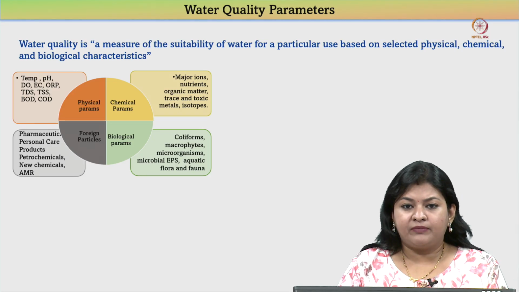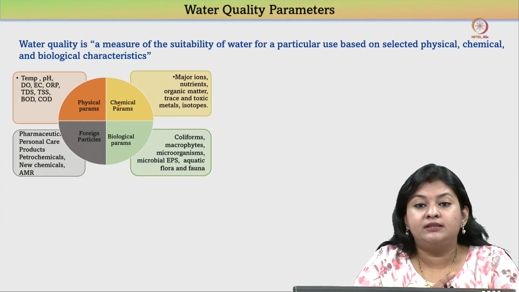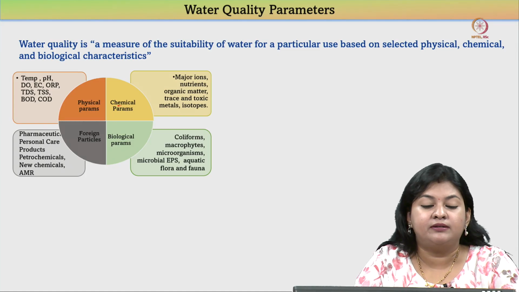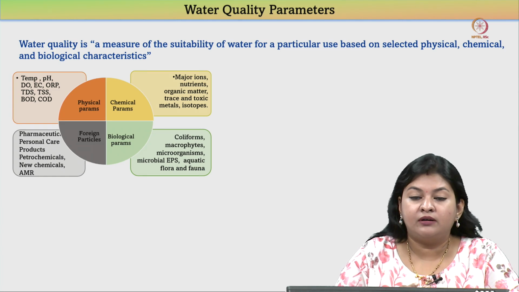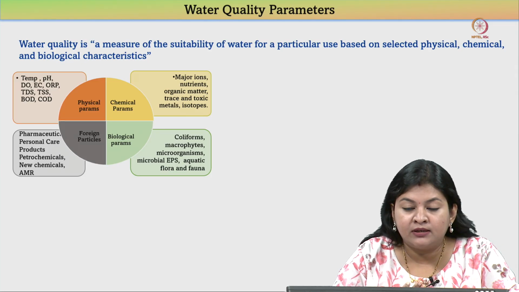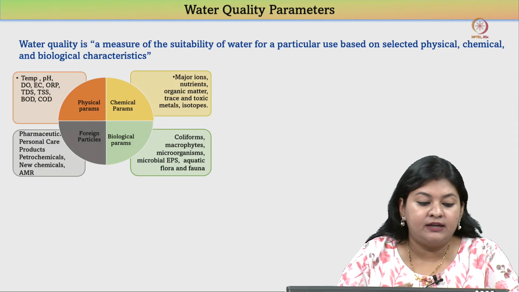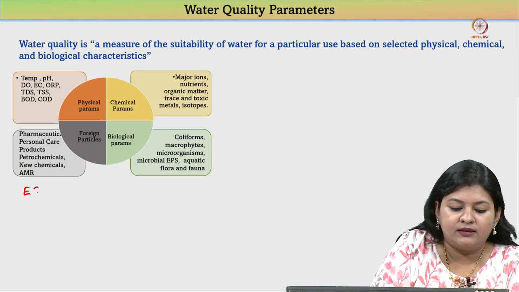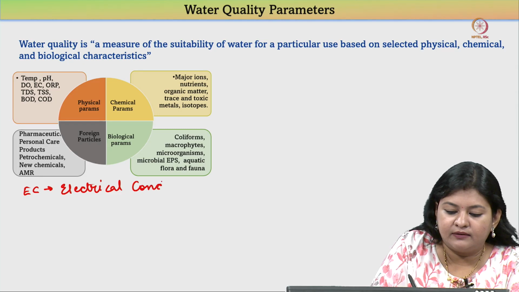Now, when we say these characteristics, we have different parameters. The first things that we measure are the physical parameters. What are they? Physical parameters, as you would obviously understand, are of physical nature. That means temperature, pH, salinity, dissolved oxygen concentration, electrical conductivity EC. EC stands for electrical conductivity.